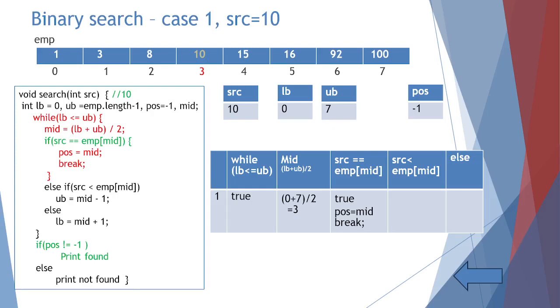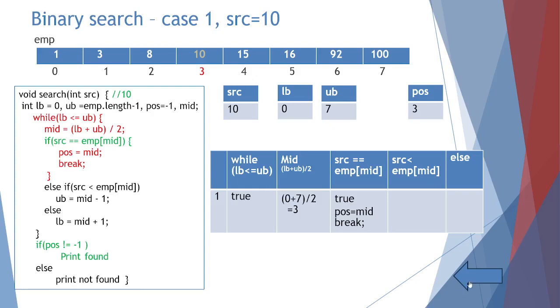First time. Now, if SRC, which is 10, equals emp of mid. Mid is 3. Emp of mid is 10. And SRC is equivalent to 10. Emp of mid is equal to 10. So position is equal to mid because it is true. Position is mid, that is 3, and break, come out of the loop. So found at the mid element only, for the first time only. So this while loop worked only once.